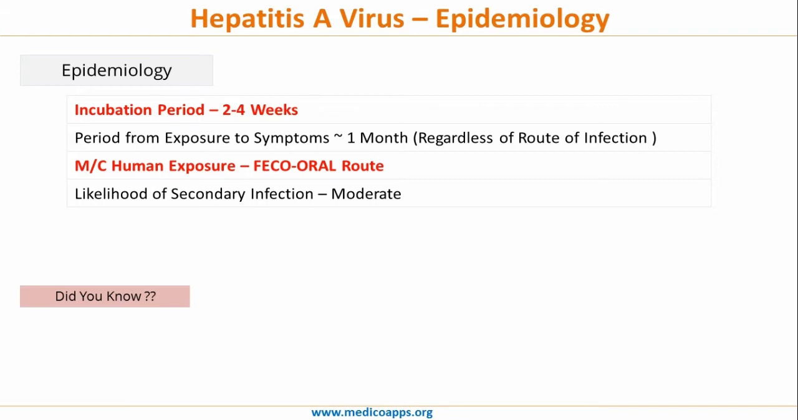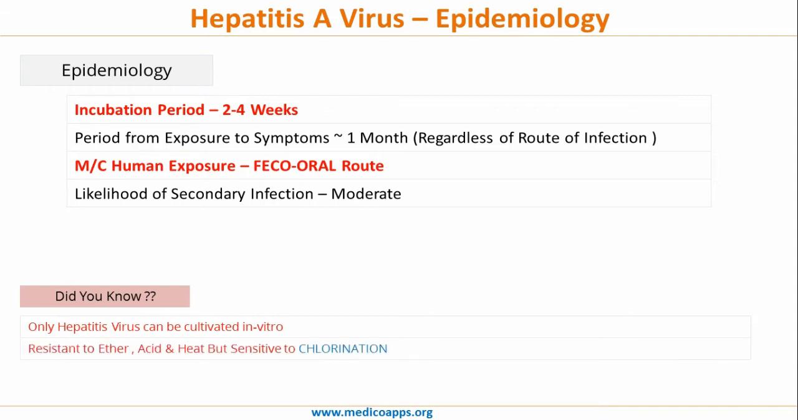Now there are 2 points which you need to know about hepatitis A virus: it is the only hepatitis virus that can be cultivated in vitro, and it is resistant to ether, acid and heat but sensitive to chlorination.